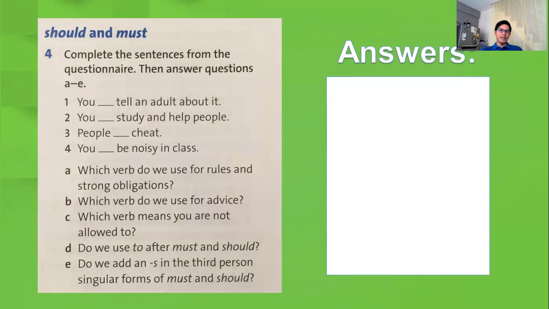Should and must. Listen very closely. When to use should and when to use must. Now you can pause this video and you can answer question number 4 on page 49.